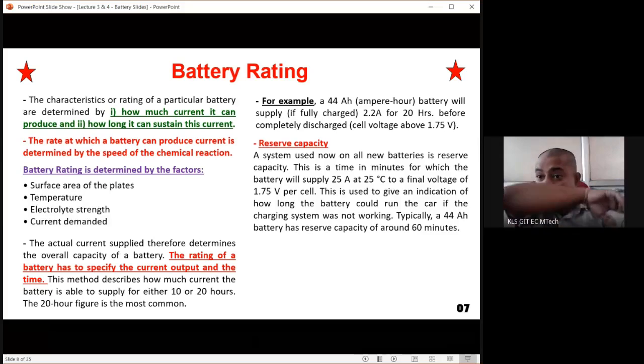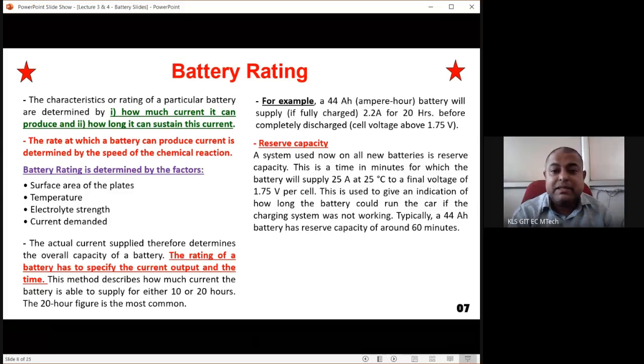So what is the initial voltage of the battery? Initial voltage is 2 volt per cell. Okay, 12 volt is for 6 cells. Each cell has 2 volt after it is fully charged. And then when it is fully charged at 2 volt per cell, it will be able to supply 2.2 ampere for 20 hours. And after that it will get discharged up to 1.75 volt. This is the case in the ampere hour rating.